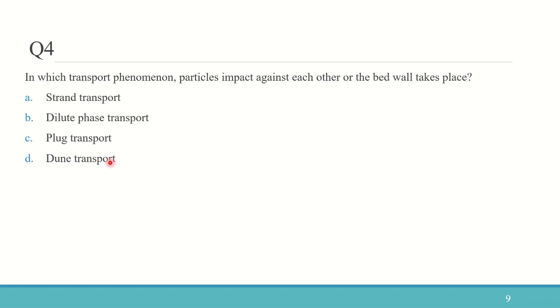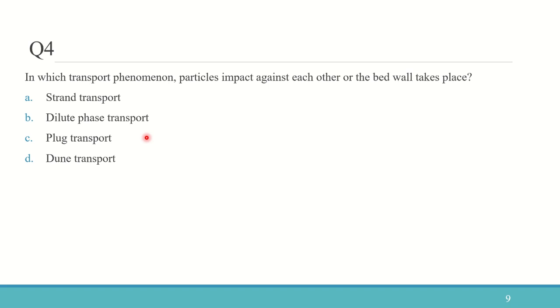So in the question it is asked that particles impact against each other or the bed wall takes place. So here the right answer is dilute phase transport. In dilute phase transport, the particles are distributed evenly across the cross-sectional area and the particles impact against each other as well as the bed wall. So that happens in case of dilute phase transport.